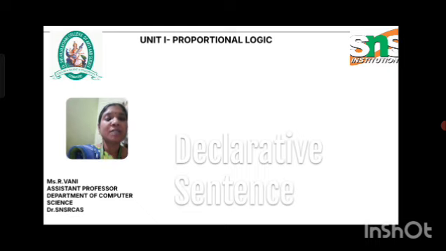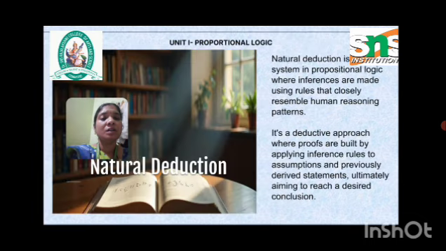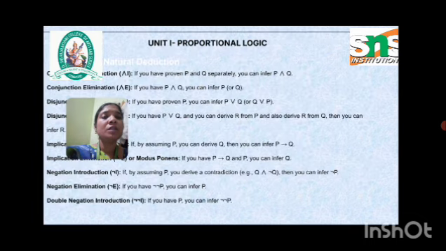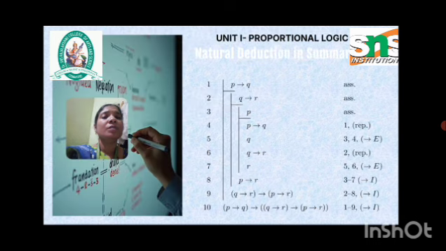In the last series, we have seen what is propositional logic, what are the types of propositions, and what are declarative sentences, with examples. In this series, we are going to see what are the proof derived rules, and then the natural deduction summary.